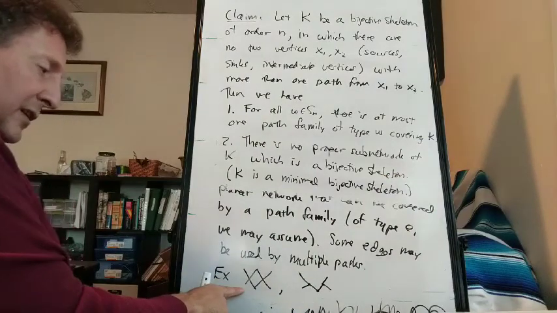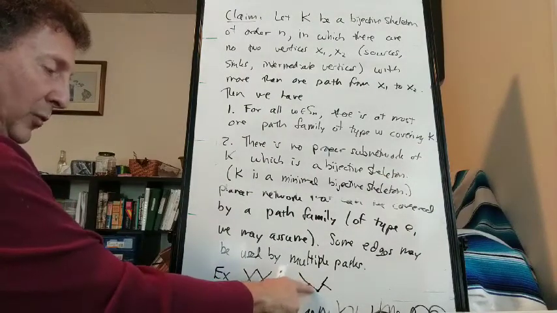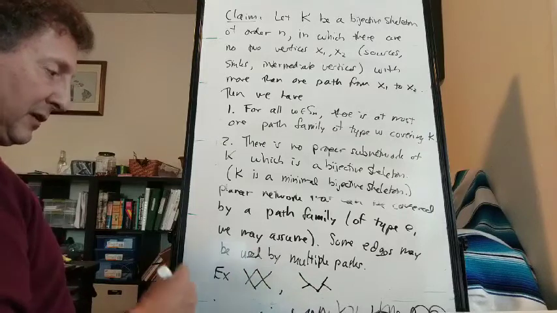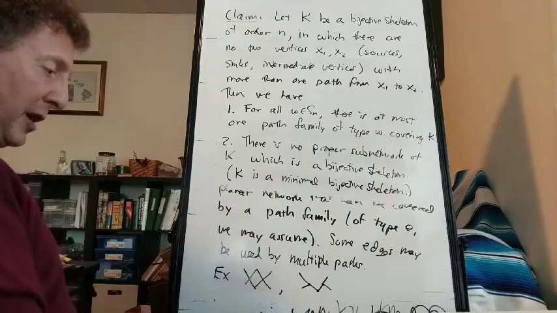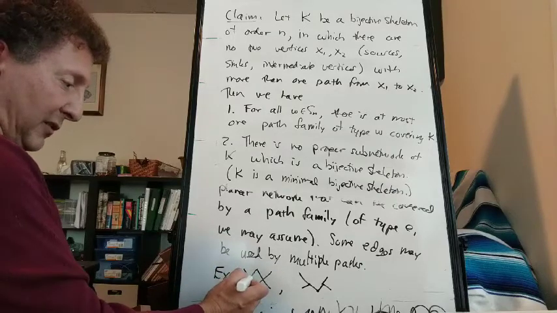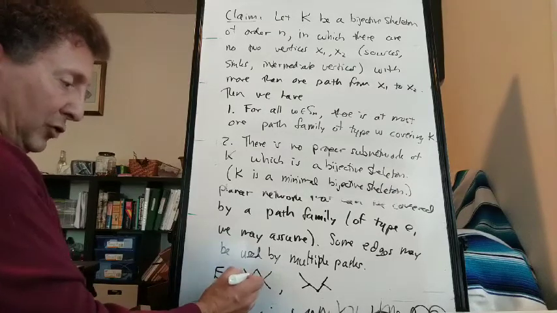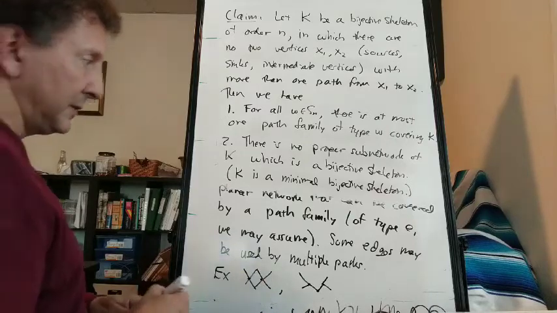This bijective skeleton here is not minimal. We can see that this one is inside of it and it's also a bijective skeleton. But this bijective skeleton doesn't have the property that from any vertex to any other vertex there's at most one path, because there's two paths from this vertex to that vertex.